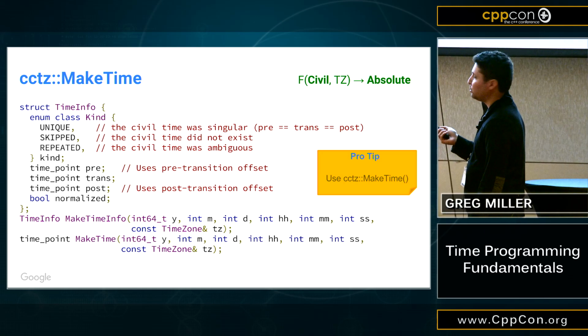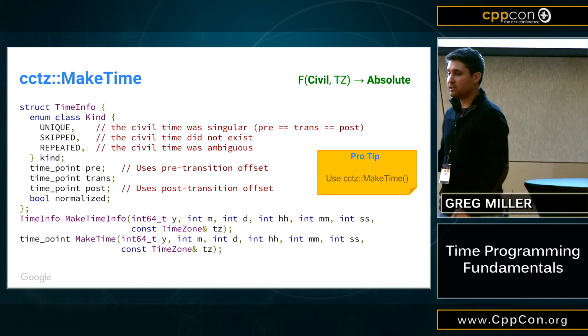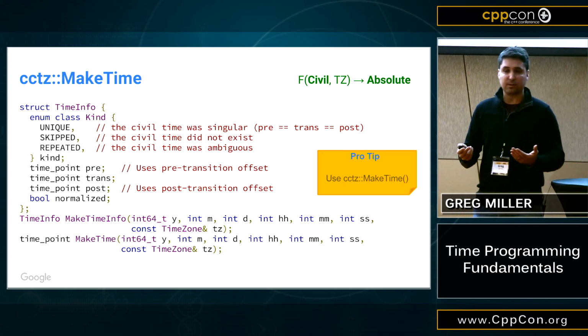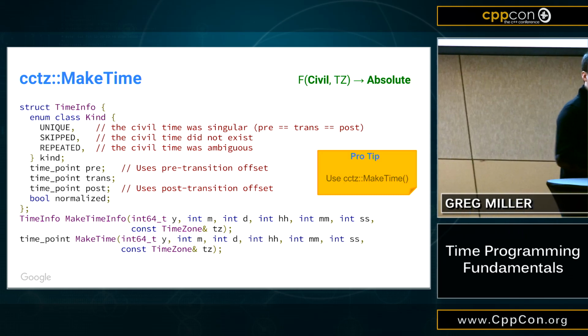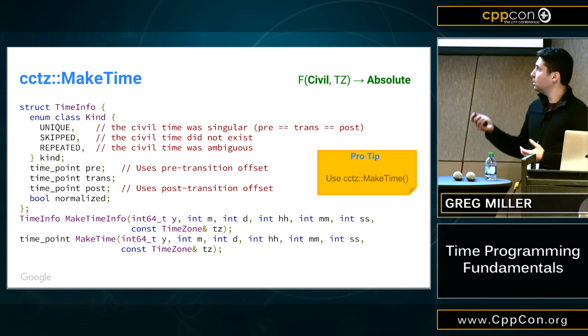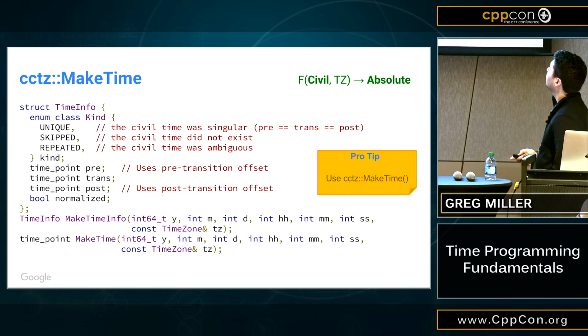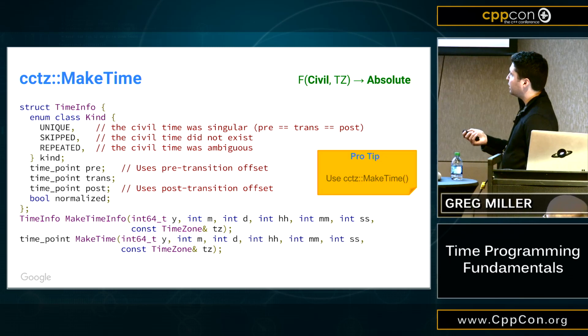And it also gives you this Boolean indicating whether or not it normalized any of these fields. Because again, by default, it always normalizes the fields. If you ask for October 32nd, it will give you November 1st. But if you want to treat that as an error, you can, because it will tell you if it had to do that. So mostly I would say that generally make time, which just returns the time point, is probably what you want.